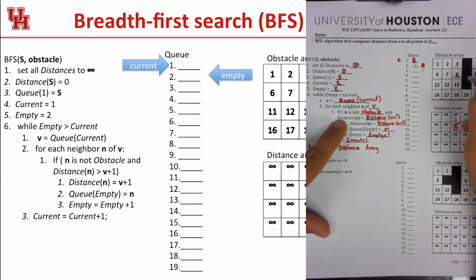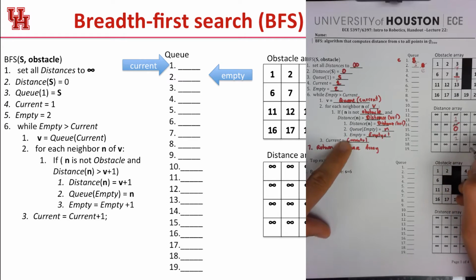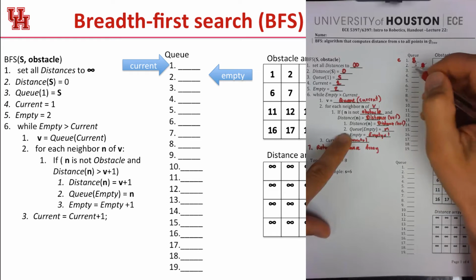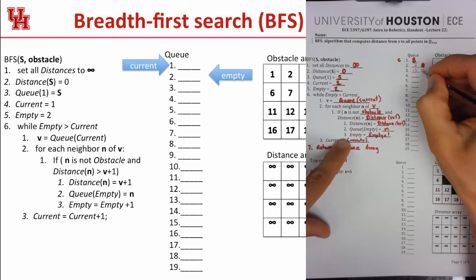And then I'll go to the next neighbor, which here is 9. 9 is an obstacle, so I can't expand that. So next I look at 13. 13 is not an obstacle, and infinity is greater than 0 plus 1, so I can visit it from here. So 13, I'm going to set its distance to be 1. I'm going to add that into my queue. Then I'm going to increment my empty pointer.